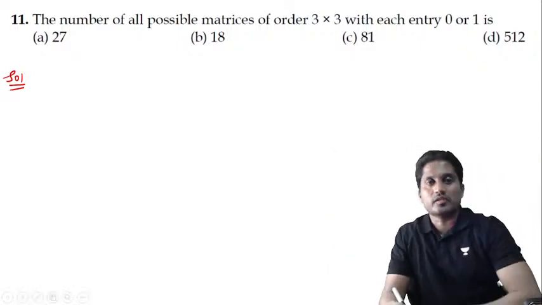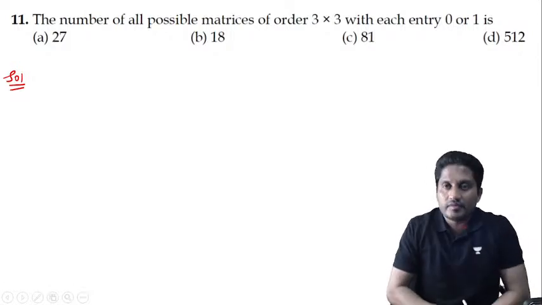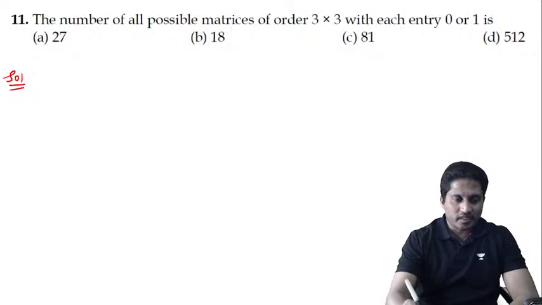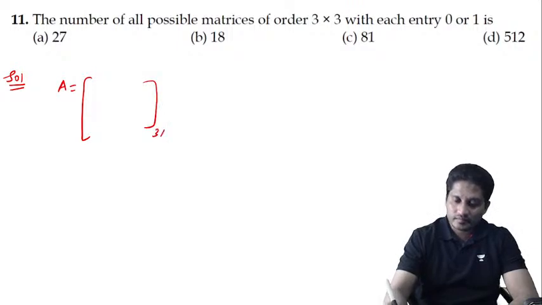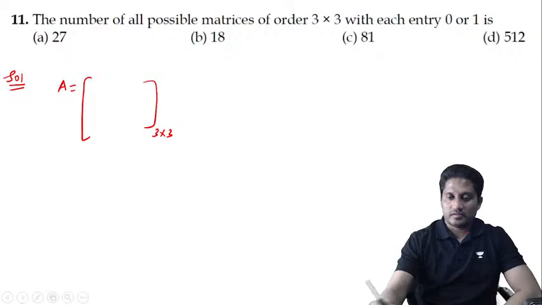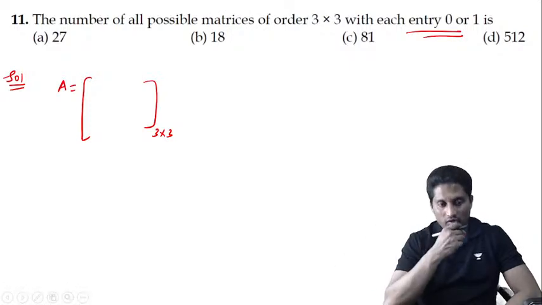The number of all possible matrices of order 3 by 3 with each entry 0 or 1. Obviously, a 3 by 3 matrix will have 3 rows and 3 columns, right? Now each element should be filled with either 0 or 1. So three rows and 3 columns will have 9 elements. Each entry should be either 0 or 1.